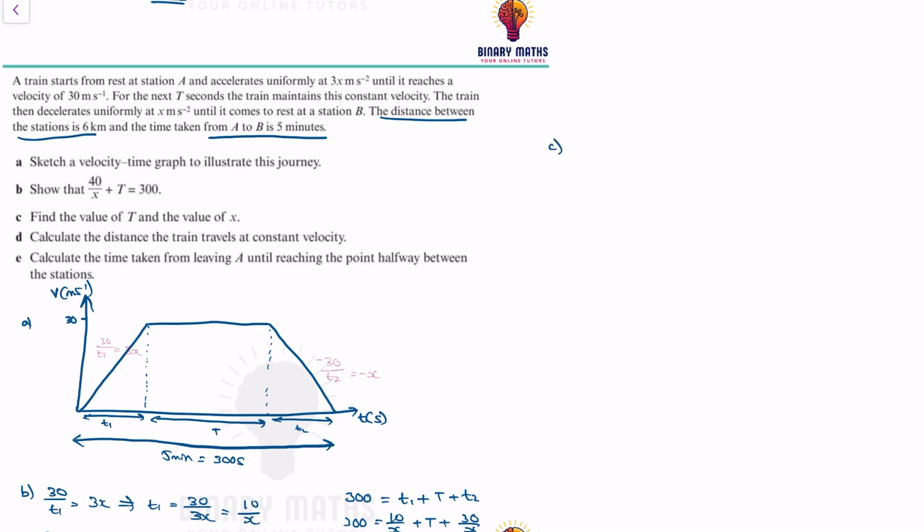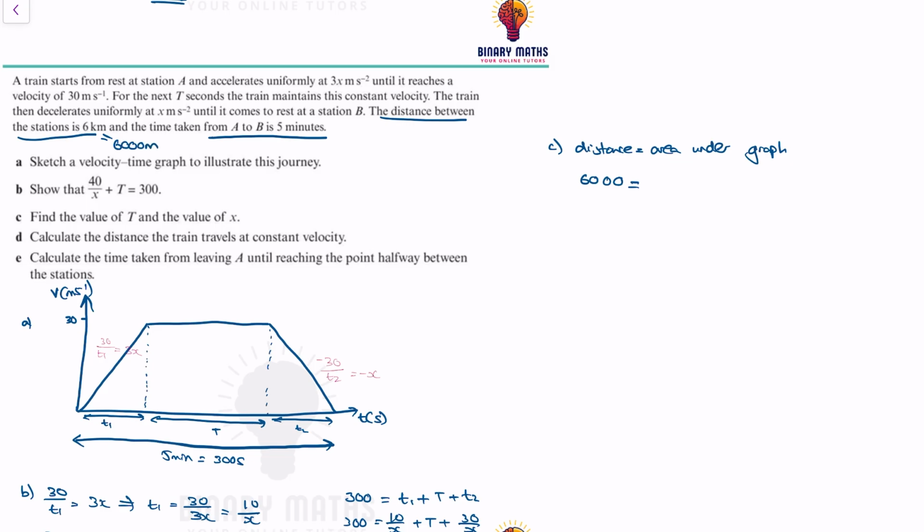Part C, it says find the value of t and the value of x. So we have to use a distance here. So distance is equal to area under graph in a velocity time graph. So that means I need to work out the total distance. So total distance is 6,000 meters. So 6 kilometers equal to 6,000 meters.